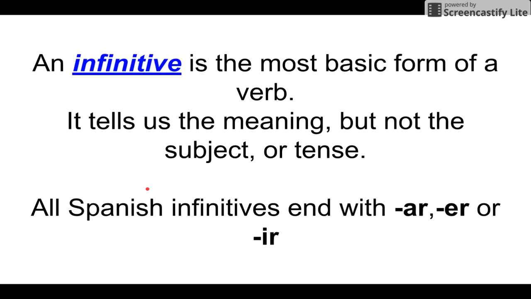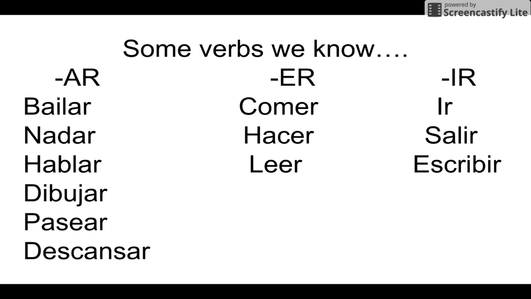Some other things that you've probably heard me throw around a good bit is this word right here, an infinitive. An infinitive is the most basic form of a verb. It tells us the meaning of the verb, but it doesn't give us the subject or the tense. For example, here I have hablar. Hablar means to speak. Now, it doesn't tell us who is doing the speaking. It doesn't tell us when they were speaking. It simply gives us the action, to speak.